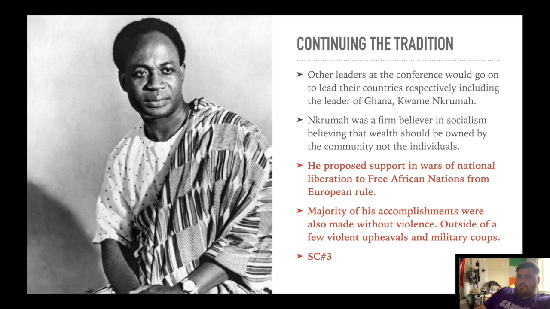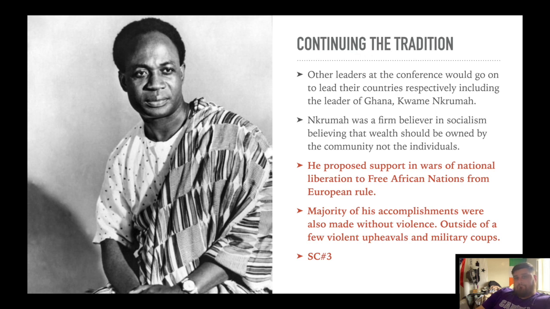Continuing tradition continues here. Other leaders at the conference would go on to lead their countries respectively, including the leader of Ghana, Kwame Nkrumah. Nkrumah was a firm believer in socialism, believing that wealth should be owned by the community, not the individual. So he would not be a big fan of America, because America runs on capitalism, not socialism. He proposed support in wars of national liberation to free African American nations from European rule.